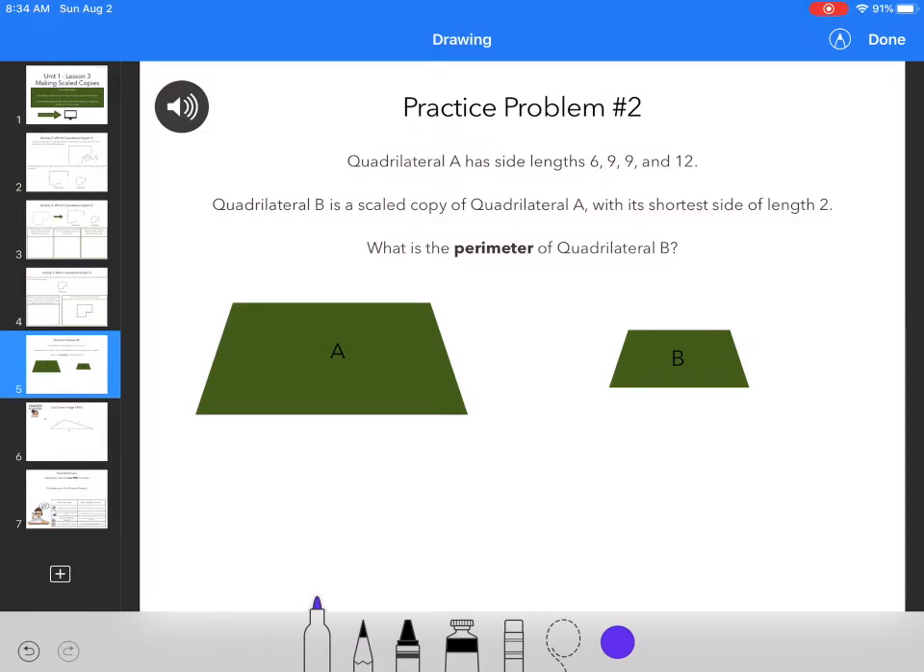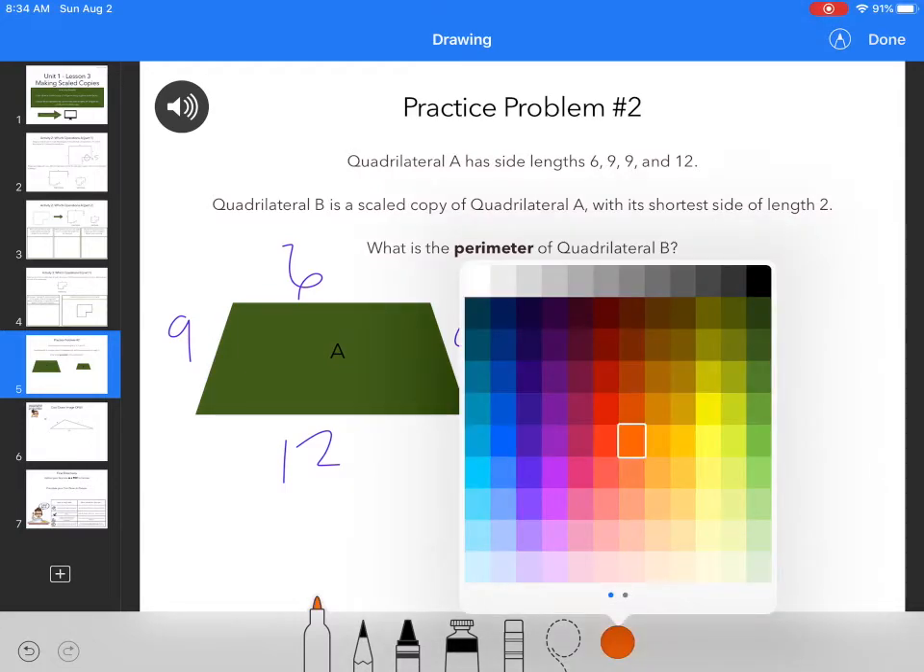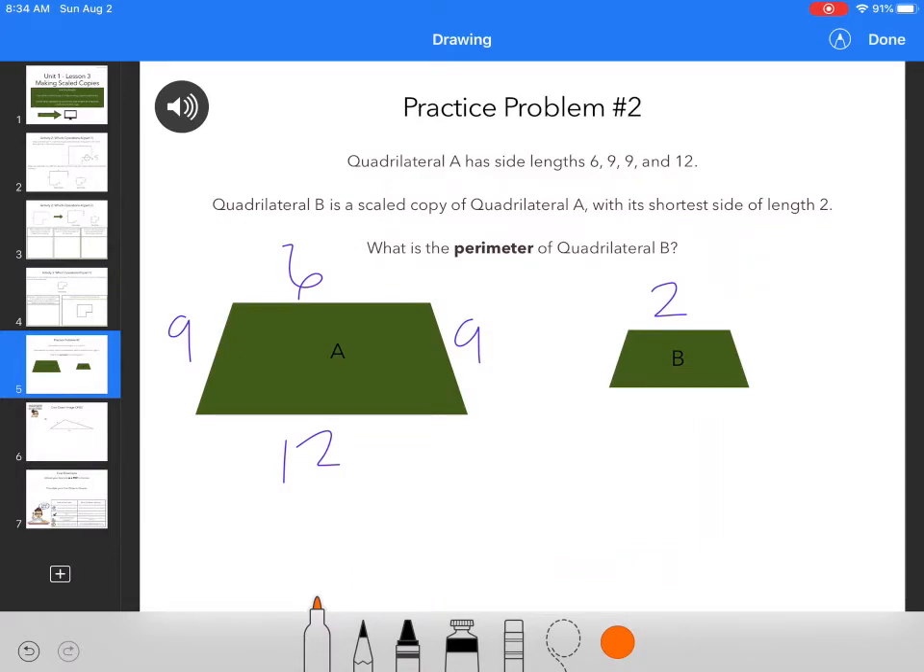Practice problem 2. Quadrilateral A has side lengths of 6, 9, 9, and 12. Quadrilateral B is a copy of quadrilateral A, and its shortest side length is 2. So the shortest side would be here. So what is the perimeter of quadrilateral B? So the first thing I have to do to find perimeter is think about what are all my side lengths. So to get from here to here, I'm dividing by 3, or I'm multiplying by 1/3.